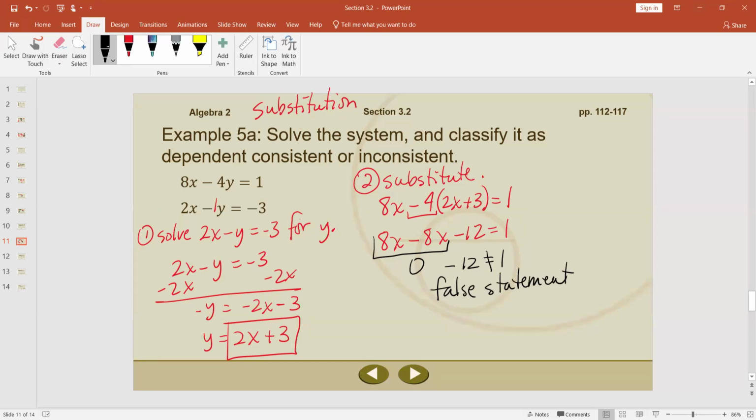This means that you have an inconsistent system and your solution is null, or no solution. All right, that means it's an inconsistent system, parallel lines, there's no answer. Because you get rid of a variable and you still have an incorrect or false statement. Negative 12 does not equal 1.